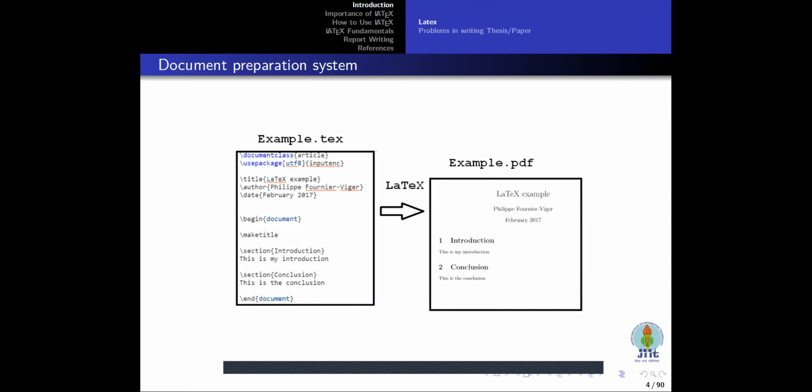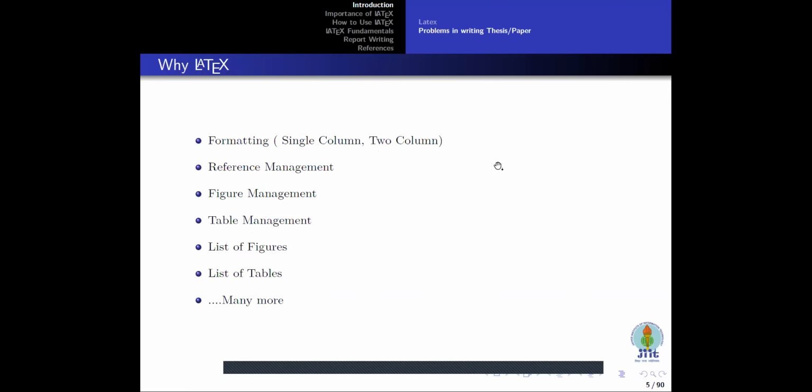So there is a difference. In a Word document, whatever we write, we see the same thing only after the document is completed. There is no command. There are various important things that can be done in LaTeX more easily than in Word or any other document writing tool. The first thing is formatting. You can convert the format of a document by changing a simple command.